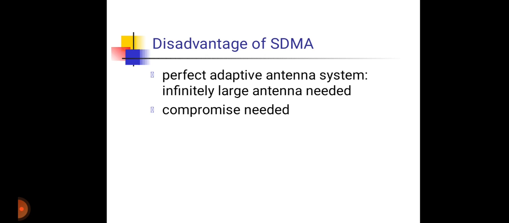Now, the disadvantages of SDMA are that a perfect adaptive antenna system, an infinitely large antenna, is needed, and a compromise is needed in the SDMA system. Thank you.